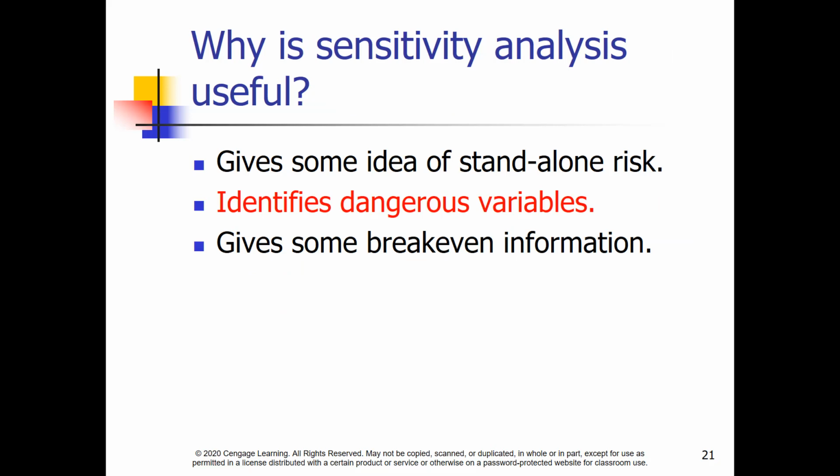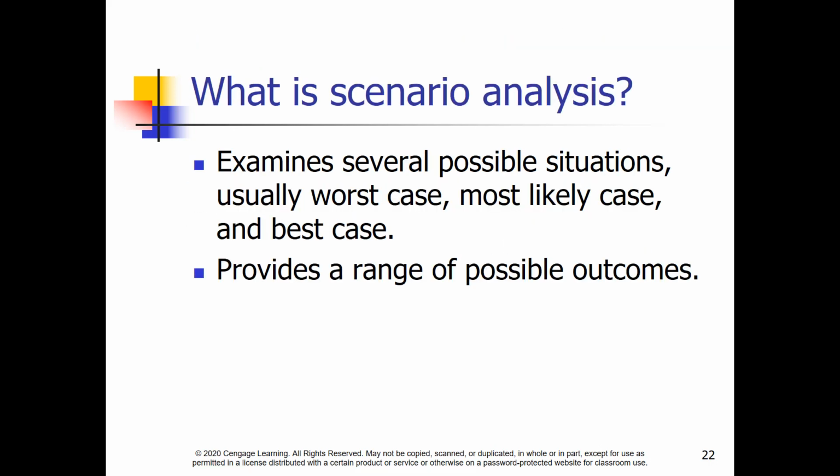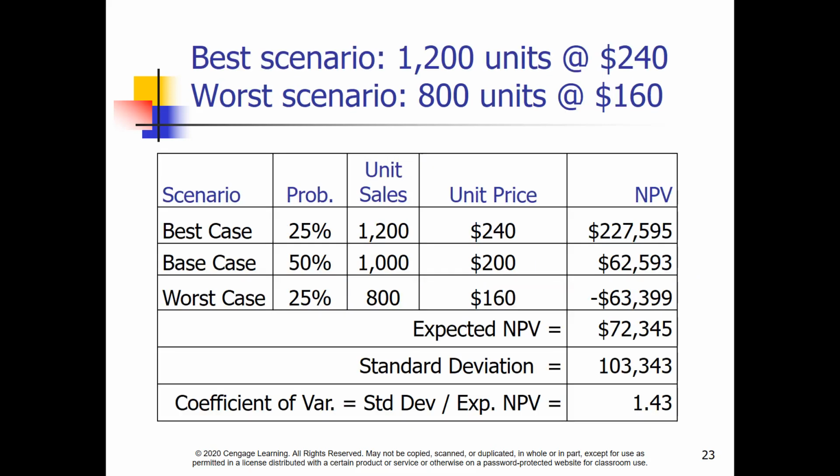The most important role for sensitivity analysis is to identify dangerous variables, where we should focus our time. Scenario analysis uses the best case, worst case we've all heard about. Our most likely case is our base case. In this example, we've identified the best and worst cases and their probabilities, which allows us to apply basic statistical techniques to find the expected NPV, its standard deviation, and the coefficient of variation.